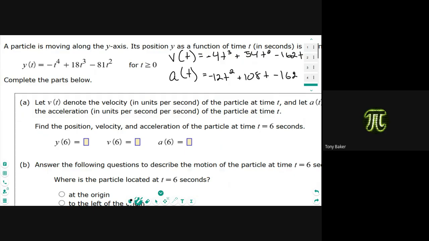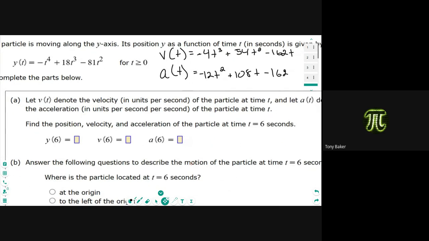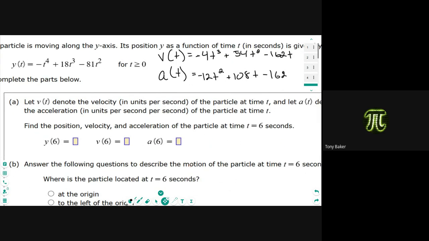Those should have been your two derivatives. All right, plug in 6 to them and find out the position, velocity, and the acceleration at 6 seconds.